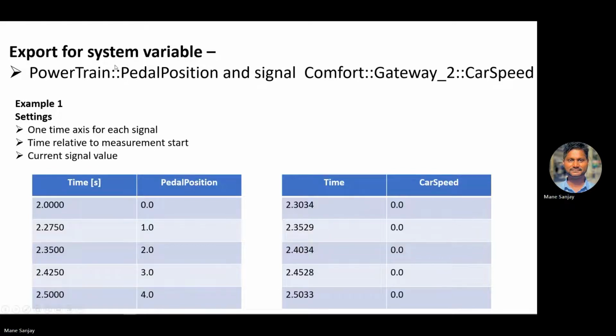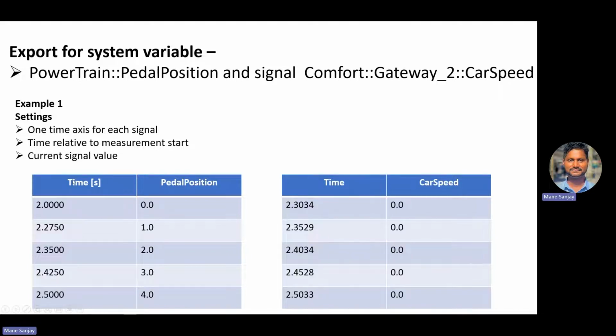So, exporting for system variables, just as an example. If we consider there are two signals, one is a pedal position and another is a car speed signal. Now what I have done in the first setting, if I keep one time axis for each signal, then I will end up with the conversion with these two tables.